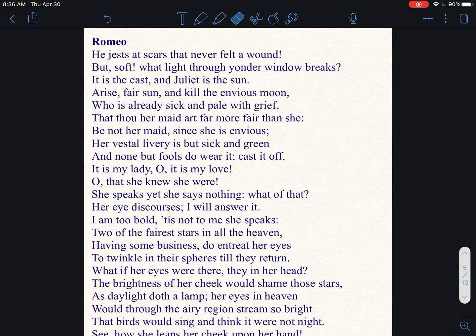Let's see if there's a place where... Oh, okay. This sentence is great, I think we've actually talked about it in a previous video. This sentence is great because there are so many commas in it. Arise, you see. Fair sun, you see. He's clarifying that she's the sun again. And kill the envious moon, you see, who is already sick and pale with grief. You see that thou, her maid, art far more fair than she.